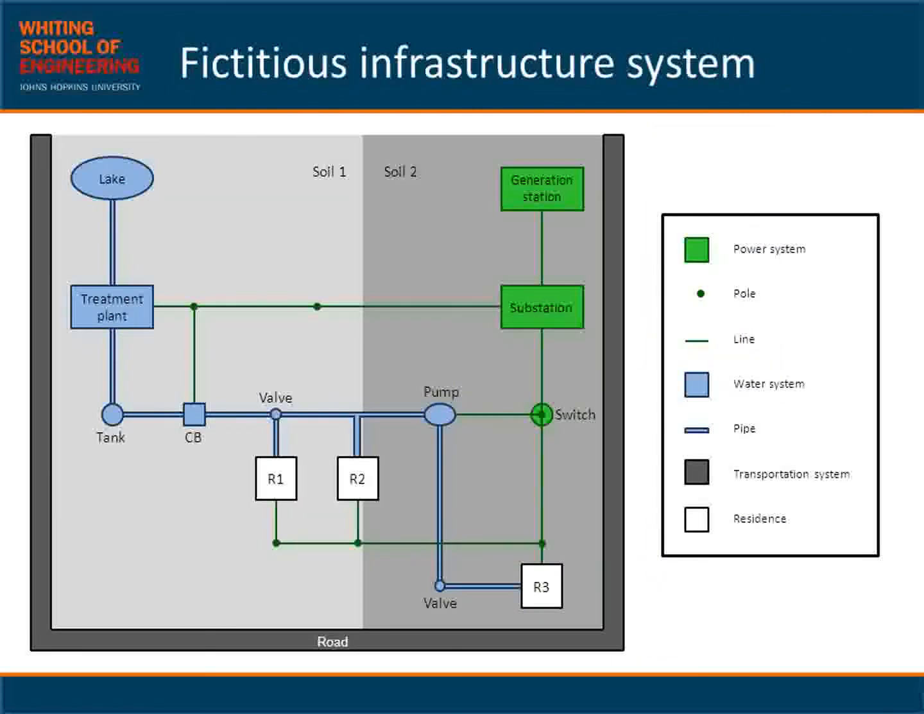To demonstrate the application of the mirror web approach to infrastructure systems, I developed a fictitious system including water distribution, power distribution, and transportation. The networks for each of these consist of elements commonly present in such systems. The water system is comprised of a lake, treatment plant, tank, chlorine booster, valve, pump, and pipes. The power system contains a generation station, substation, switch, lines, and poles, and the transportation system includes roads. The performance of each element is dependent on other elements in the system as well as additional factors such as soil type, presence of operators, and maintenance.